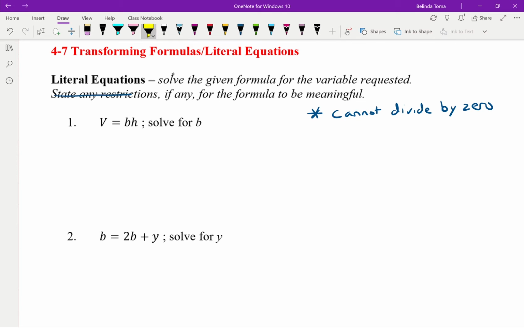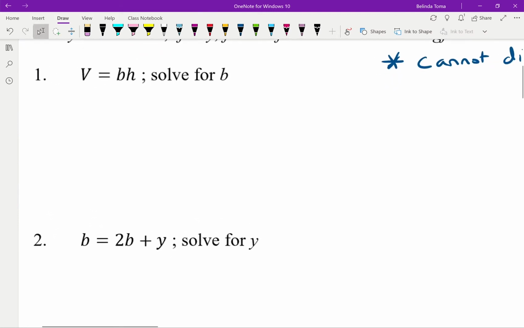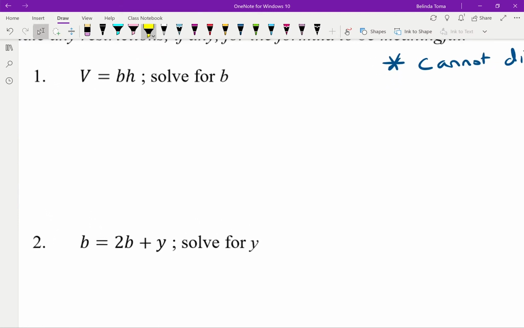And so what we're going to do first is a couple of easier questions, in the sense that they are going to be one-step solving. So let's go ahead and get started with question number 1, which is volume is equal to base times height, and we are asked to solve for the variable b.